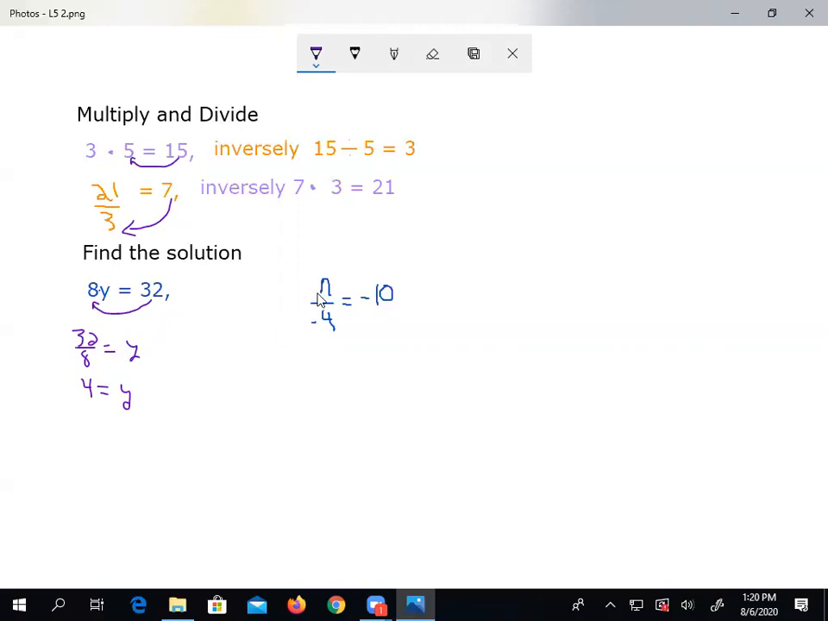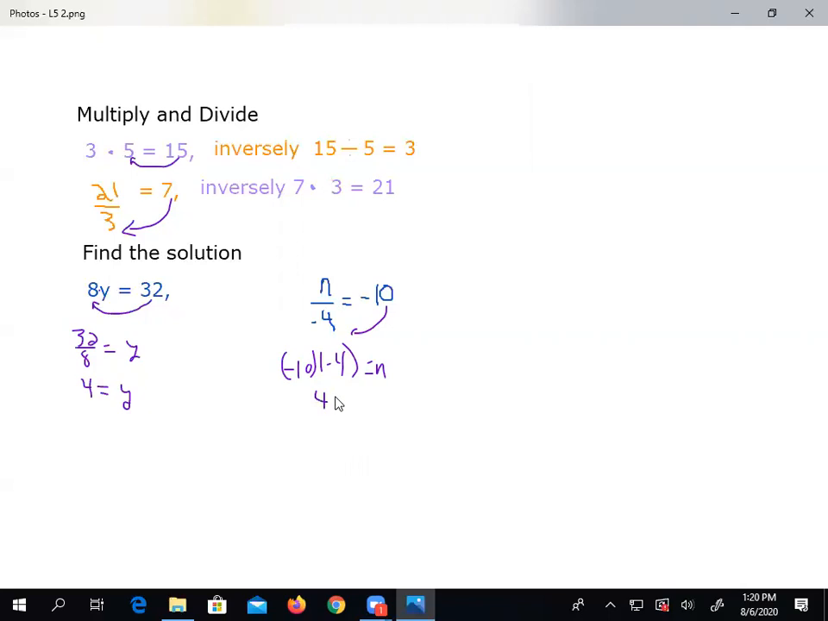So if we look at the next statement, I have n divided by -4 equals -10. If I go backwards inversely, I can see this also as a multiplication problem. So -10 times -4 should get me back to what n is. And so -10 times -4, well, 10 times 4 is 40.